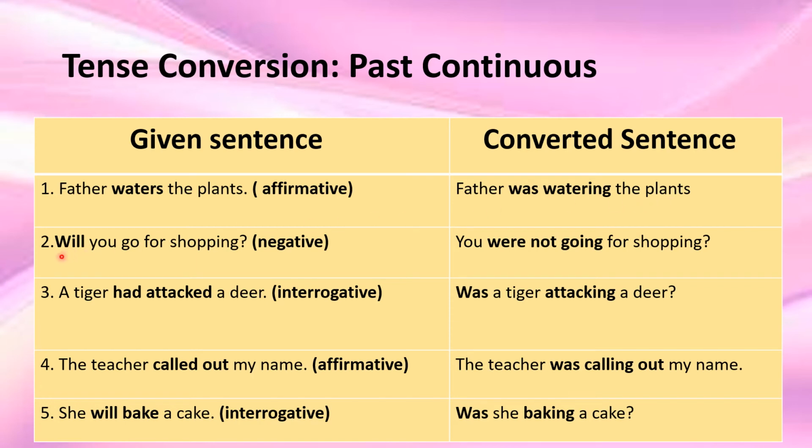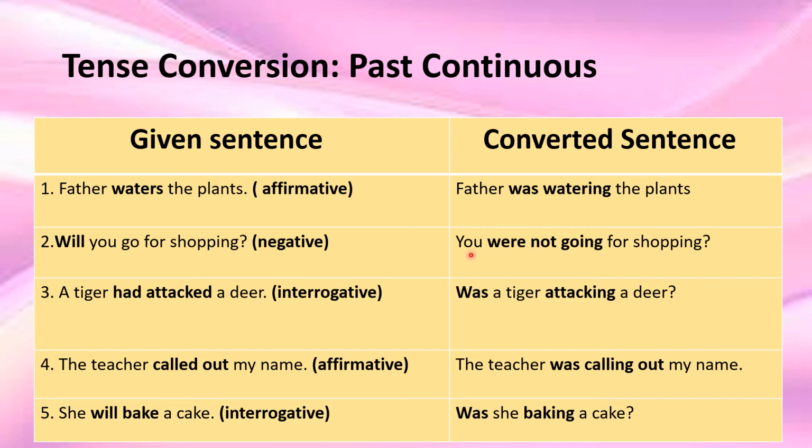See the second sentence. Will you go for shopping? Will suggests, and the go here is the first form of the verb which helps you understand that this sentence is written in future indefinite tense. And we have to convert it into the negative form of past continuous tense. And this is your solution. You were not going for shopping.